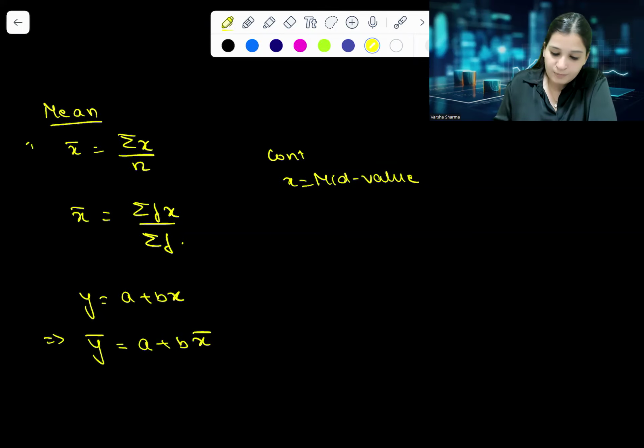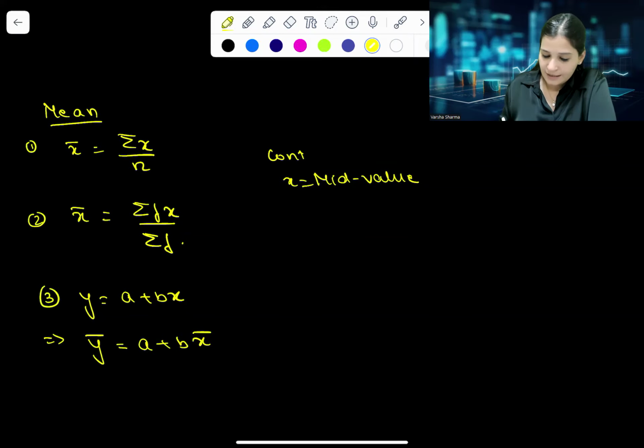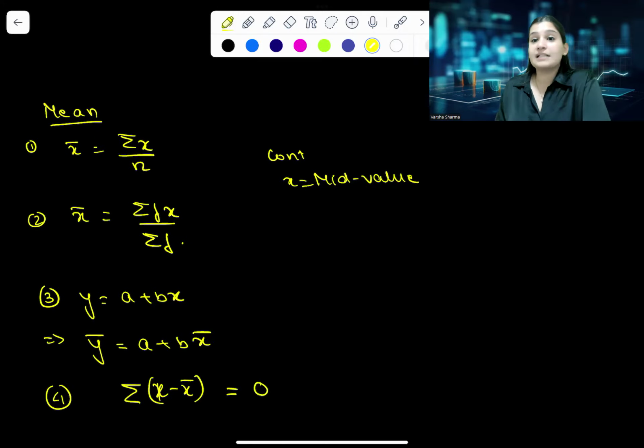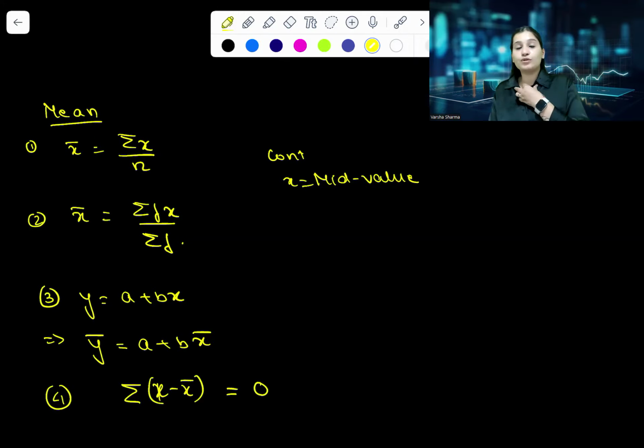Then we also learned about a property that the sum of algebraic deviations when calculated from the mean will give us 0. Sum of algebraic deviations, because we take the plus and minus signs both into consideration. So when we calculate from the mean, that will always give us 0. Yes, it is based on all the observations. It is affected by extreme observations. It is affected by sampling fluctuations.